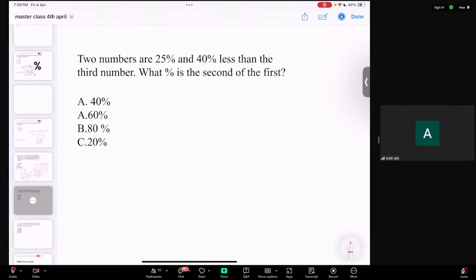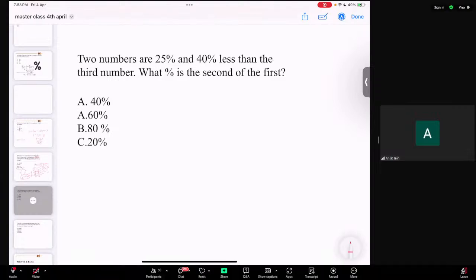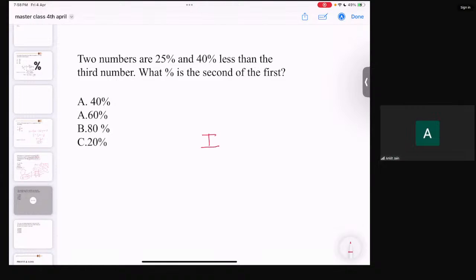Yes, Ms. Dean gave the right answer, 80%. Okay. So two numbers are 25% and 40% less than a third number. So we assume that there are three numbers, and we are comparing with the third number. So we assume the third number is 100. So the first number is 25% less, which means 75, and the second number is 40% less, which means 60.